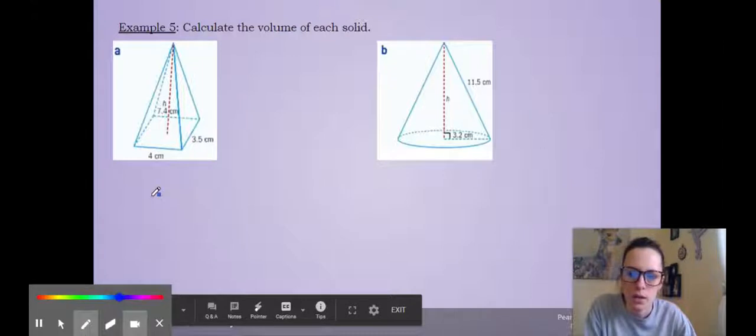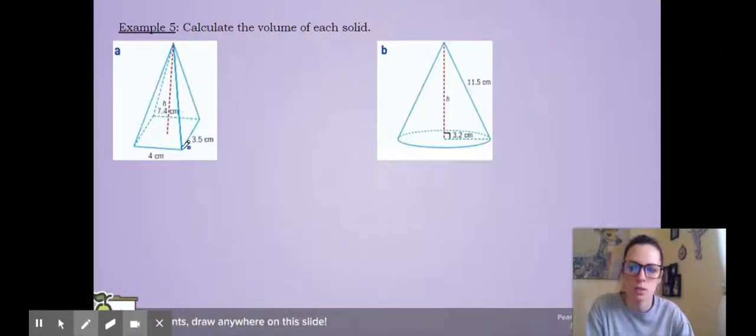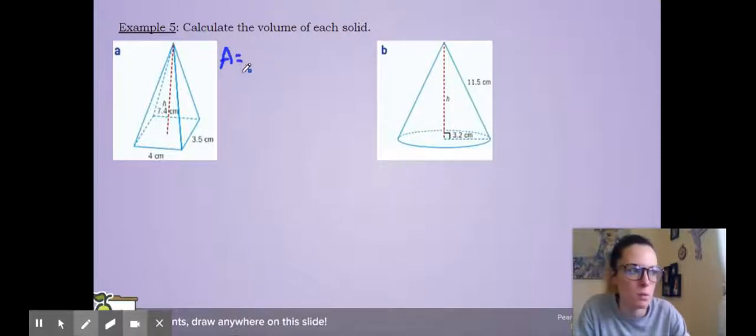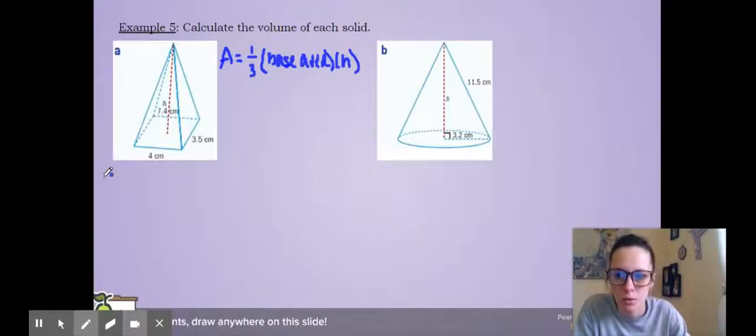Our fifth and final example, we're calculating the volume of each solid. So first up, we have a triangular pyramid where the formula, again, from the formula booklet or from the previous slide, is 1/3 times the base area times the height. So what that tells me is I need to figure out what my base area is. So I'm going to do that first.